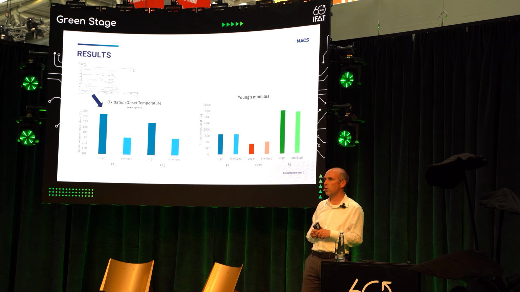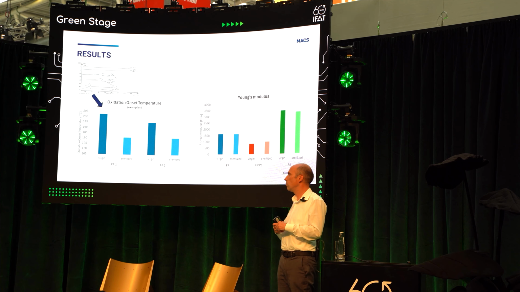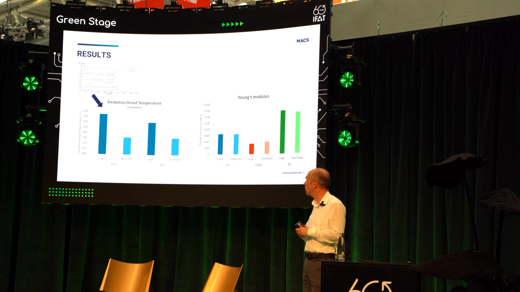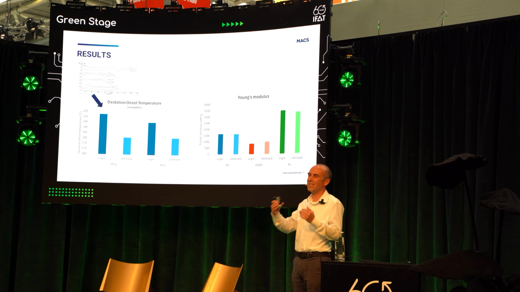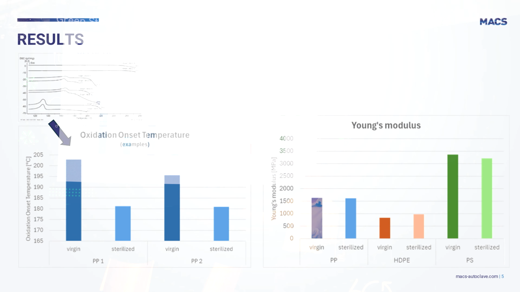First, we did the differential scanning calorimetry. What does this mean? We are looking at the oxidation onset temperature. This is the temperature where the decomposition of the material starts. And you see untreated material has a higher oxidation onset temperature than sterilized material. So something happened to the material, which means we had a degradation of the material.